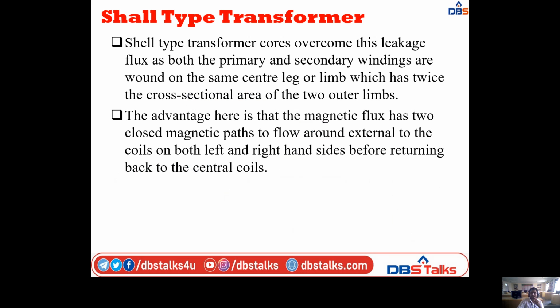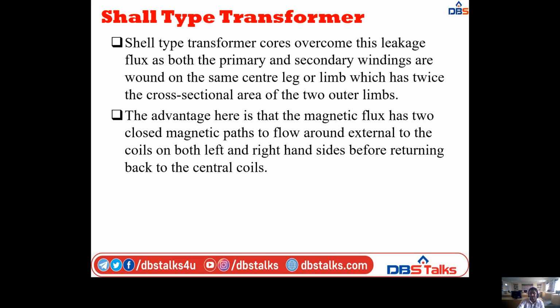The shell type transformer cores overcome this leakage flux, as I already said in the last explanation of the core type transformers. Both the primary and secondary windings are wound on the same central leg or limb, which has twice the cross-sectional area of the two outer limbs. That's why the shell type transformer cores overcome this leakage flux.